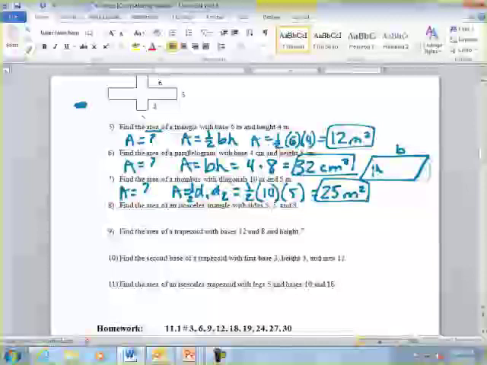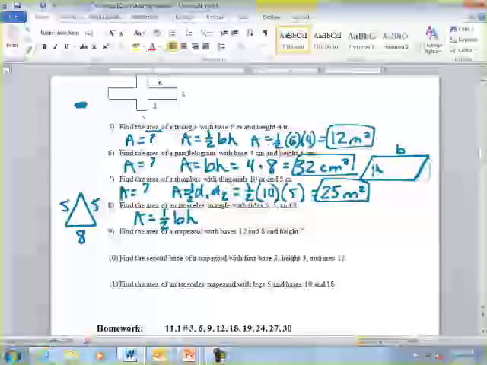The next one wants us to find the area of an isosceles triangle. So we're given a little bit of extra information here, that it happens to be isosceles. So I'm going to draw myself a picture of that triangle then, with sides of 5, 5, and 8. So not quite to scale, but that's not important. Area of a triangle, what's the formula? Half times base times height.